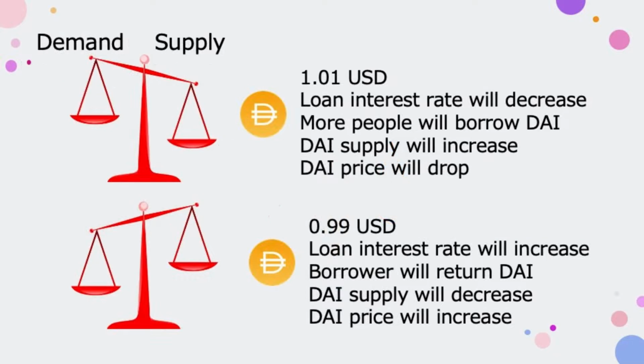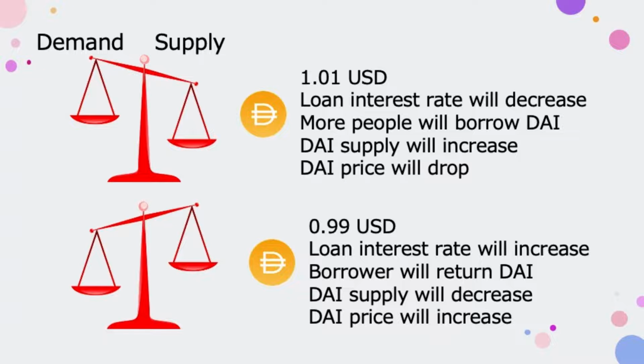How does DAI maintain its value? It is through the simple mechanism of tweaking the demand and supply of DAI using interest rate. If the DAI value is more than 1 US dollar, the loan interest rate will decrease. As a result, more people will borrow DAI, DAI supply will increase and DAI price will drop.